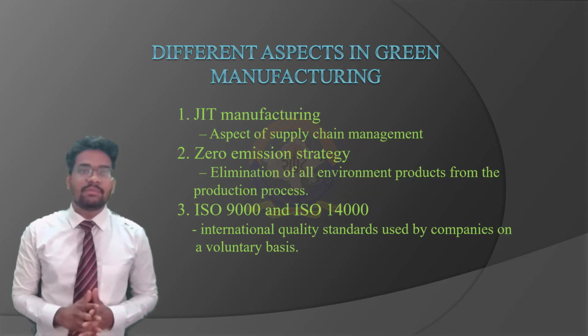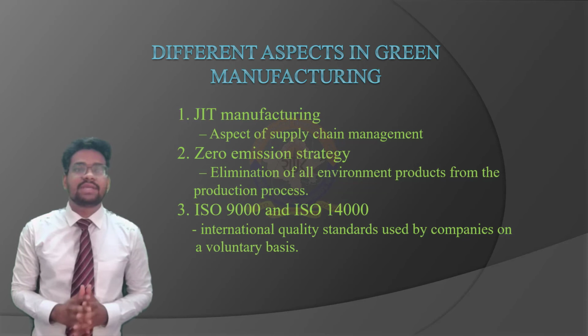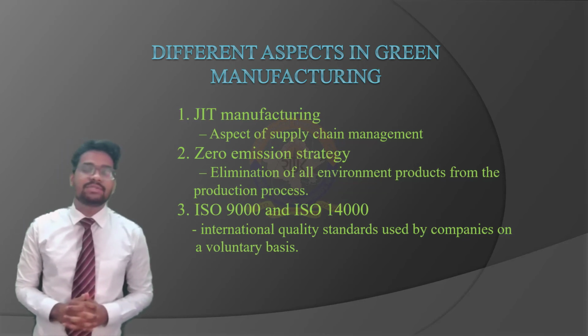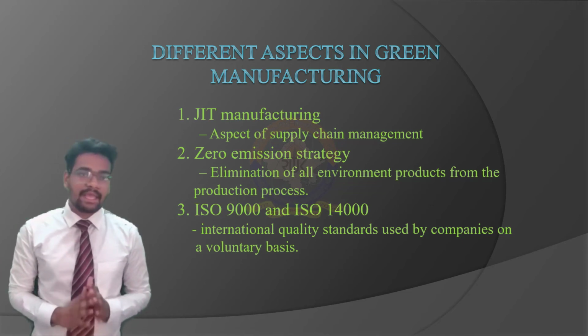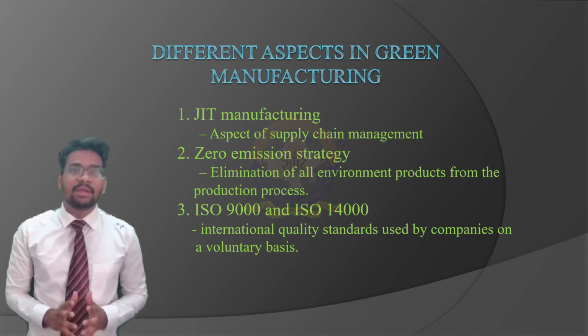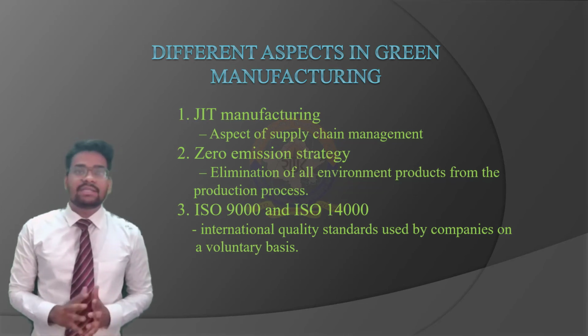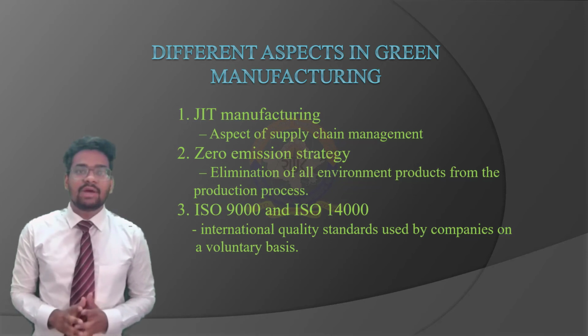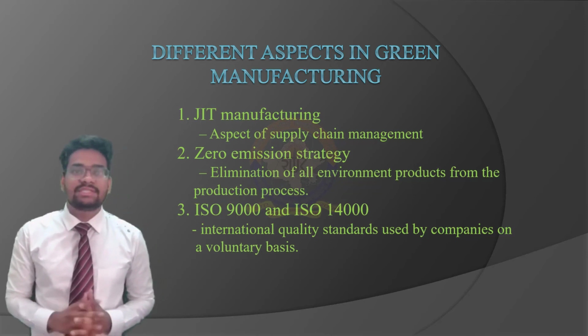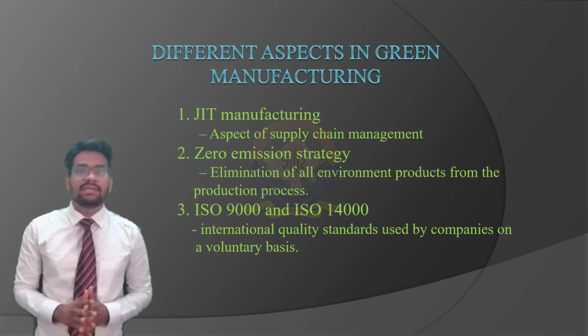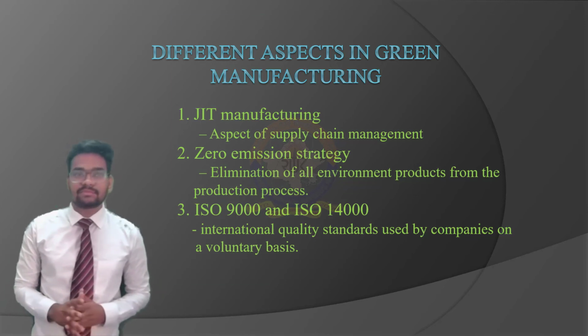Second one is zero emission. What is zero emission strategy? Zero emission strategy is elimination of all environmentally damaging byproducts from the production process. 16% of companies are actively pursuing zero emission. 85% of companies are pursuing reduced emission strategy. Third one is ISO 9000 and ISO 14000. International quality standards used by companies on a voluntary basis. Motivates change, and companies are following quality standards that are recognized.